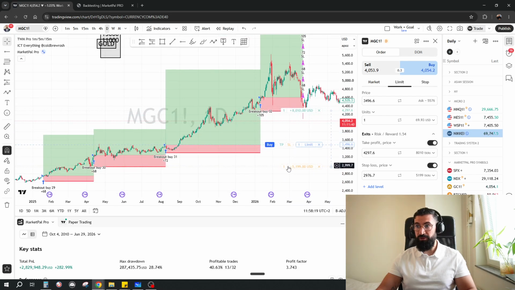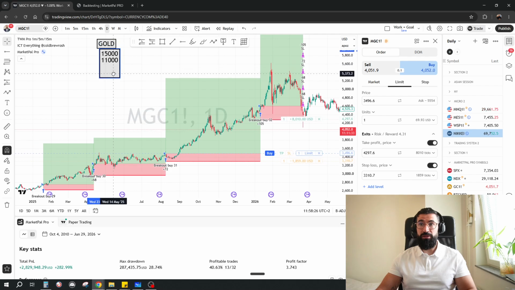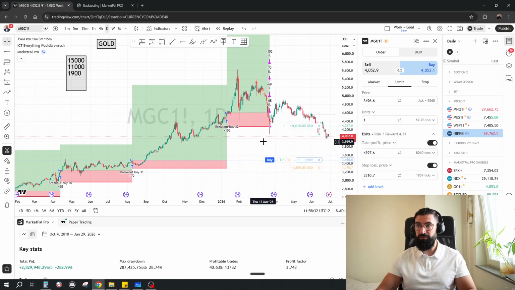These are beautiful entries, beautiful. Why? Because the stop losses are so small. And this trade right there, it's 1,900. I'm just rounding it up to make the math simple for us.